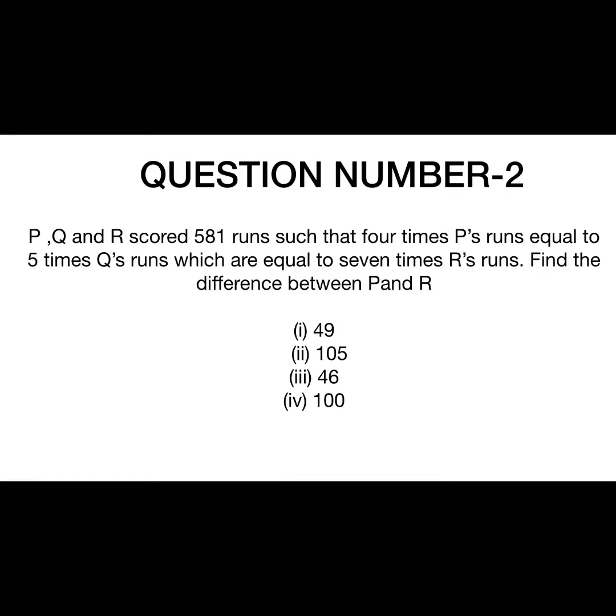Question number 2. P, Q and R scored 581 runs such that 4 times P's runs equal 5 times Q's runs, which are equal to 7 times R's runs. Find the difference between P and R. Options are 49, 105, 46 and 100.